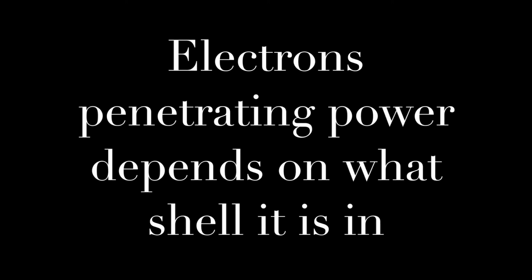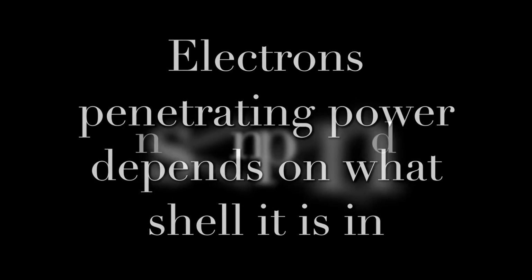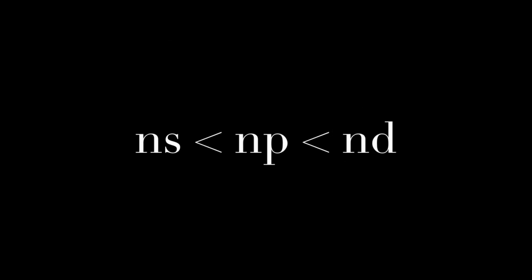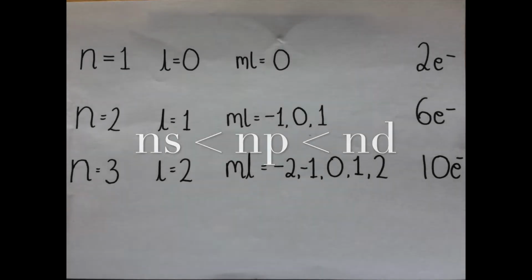Penetrating powers of electrons is shown below. On the left, the electrons are least shielded but have the most penetrating power, and on the right, the electrons are most shielded and have the least penetrating power.